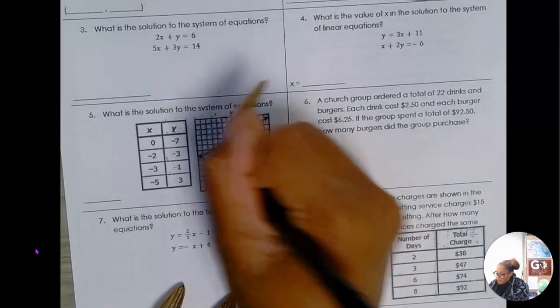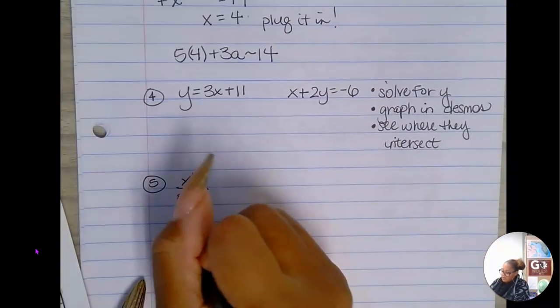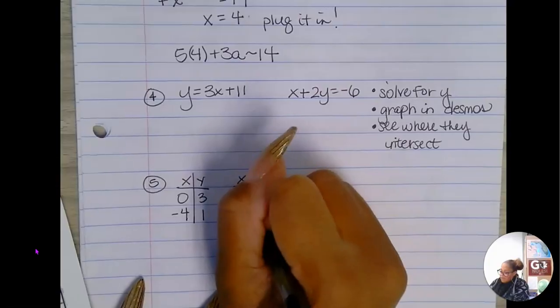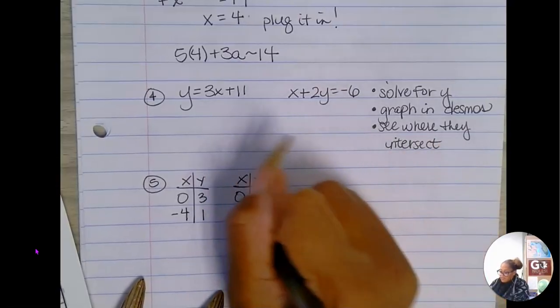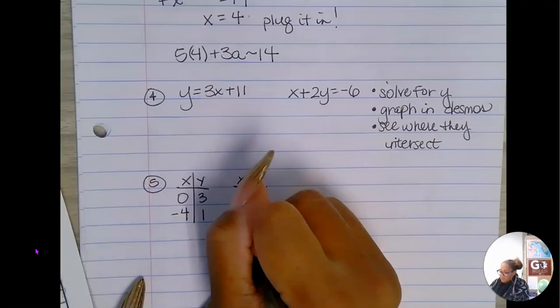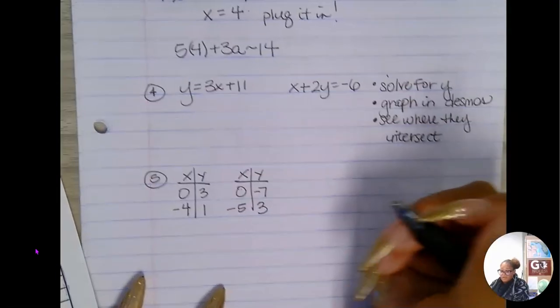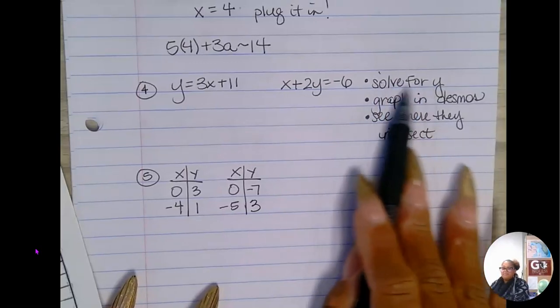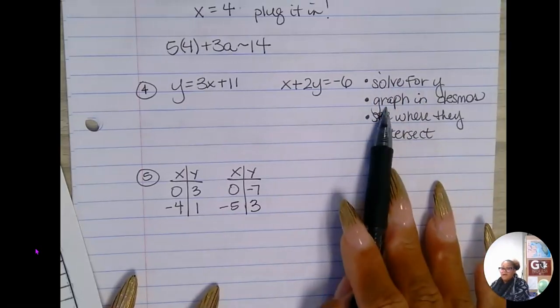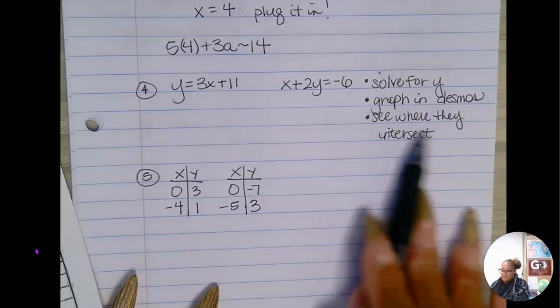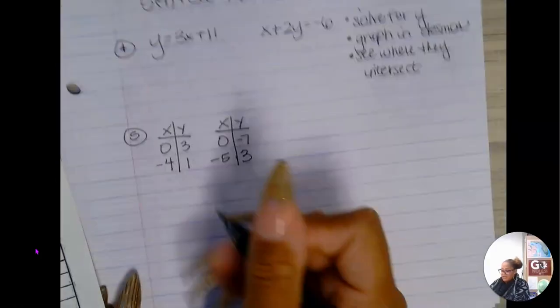-4 and 1. Sure. And then my table, x, y, 0 and -7. And let's switch it up. First and last point, -5 and 3. Then what are my steps? Solve for y, then graph in Desmos, and then see where they intersect.